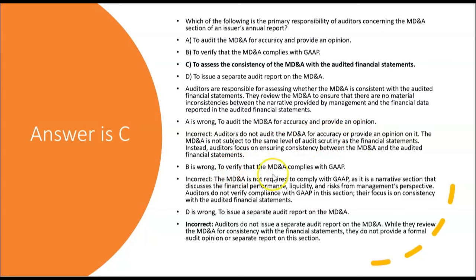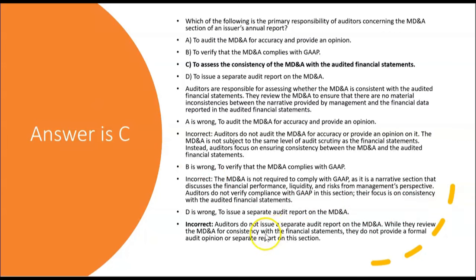And B is wrong. To verify the MD&A complies with GAAP, once again, it's qualitative information. GAAP is full of quantitative rules. Auditors do not verify compliance with GAAP with regard to MD&A. Their focus is on consistency with the audited financial statements.